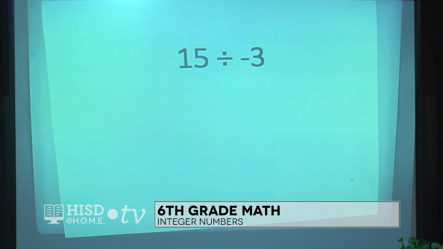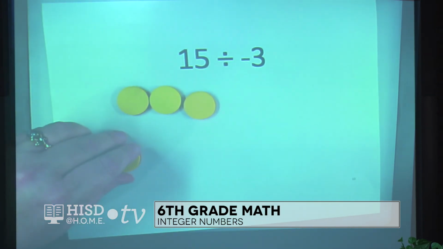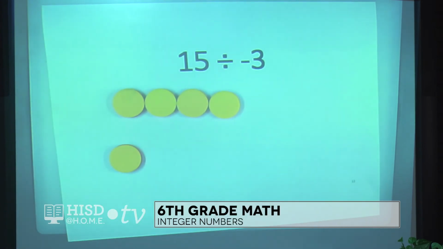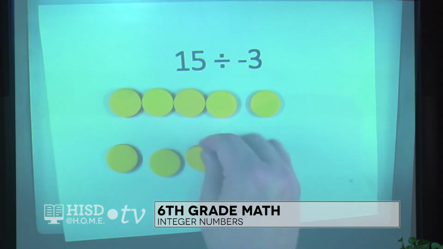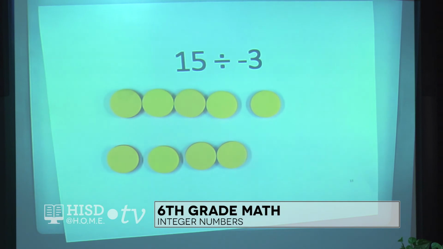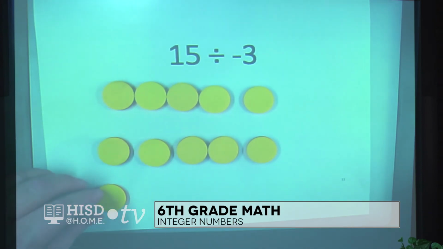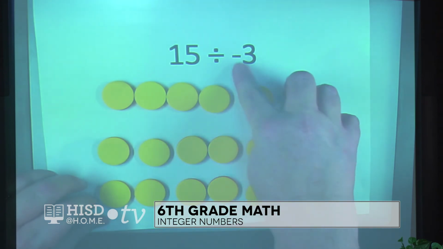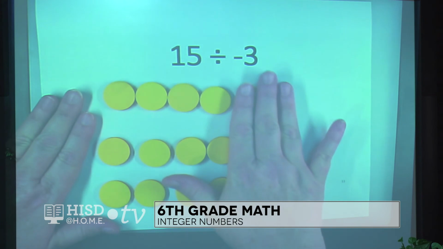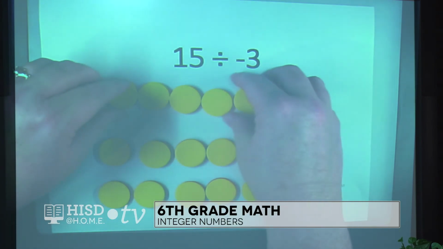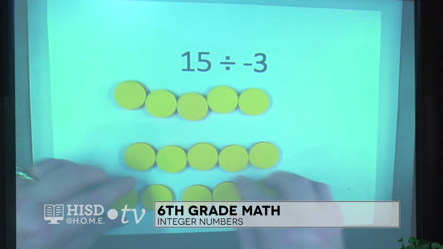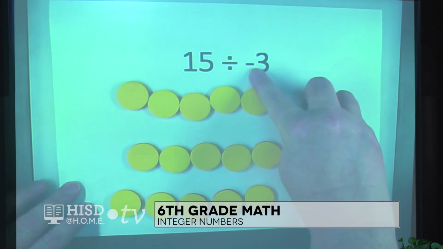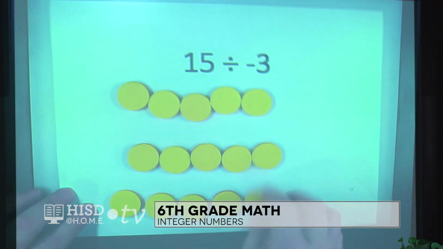All right, so let's try it. Positive 15, and it wants me to divide it into 3 groups. And then I have to apply the opposite. I have to apply that negative sign. So I have positive 15. I divide it into my 3 groups. And then the very last thing is I apply the opposite.